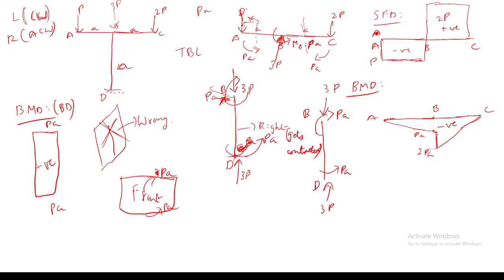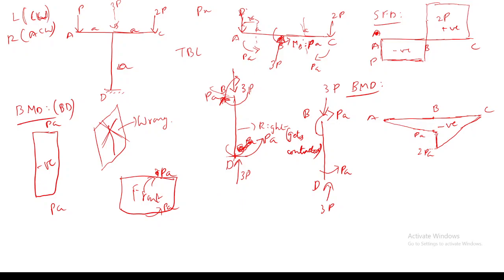So it will be a triangle. What? No, it won't be a triangle, because see, for example, here also I am having a bending moment value of PA. Here also I am having a bending moment value of P into A. So it will be like a rectangle, like a pure bending moment. Okay, sir. Yeah.